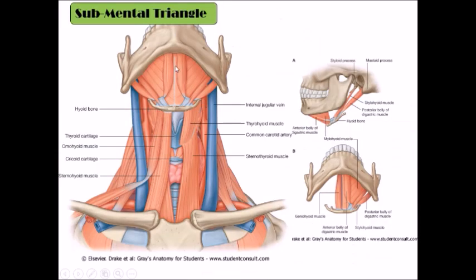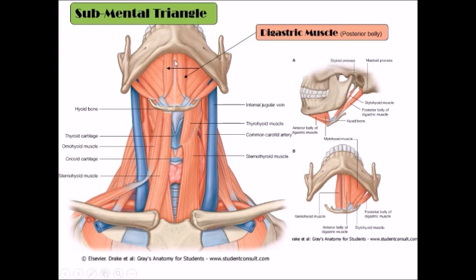Okay, we are talking about the submental triangle. So here is the submental triangle. This is called a half triangle because half of the triangle of one side will join with the half of the triangle of the other side to form a complete triangle. This is the triangle here. Okay, what are the boundaries of this triangle?